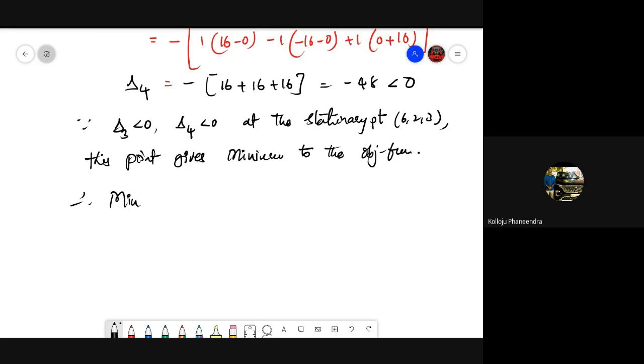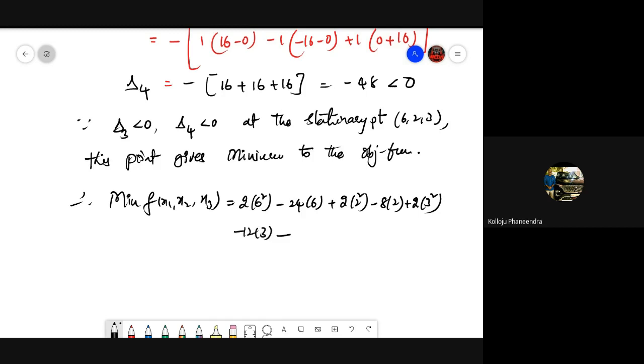Therefore, minimize f of x1, x2, x3, what is the function actually? 2x1 square, 2 into 6 square, minus 24 into 6, plus 2 into 2 square, minus 8 into 2, plus 2 into 3 square, minus 12 into 3, plus 200. You find this value, that's the answer.